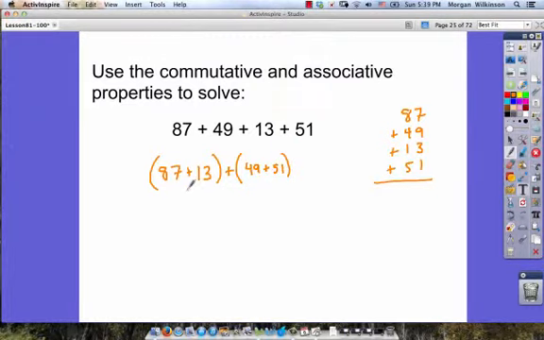Now, I chose those numbers, and hopefully you see why, because 87 plus 13, that's just 100. And 49 plus 51, that's also 100. So, 100 plus 100, that must equal 200. We get the same answer here, but it just takes a little bit more work when you say 7 plus 9, plus 3 plus 1, and then you carry, and then 8 plus 4 plus 1 plus 5 plus your carry to find your answer. Well, I'd rather just do 100 plus 100, and that's what the commutative and associative properties allow us to do.